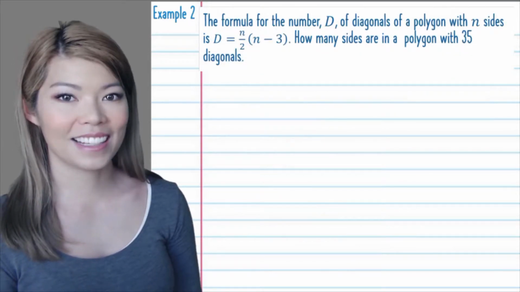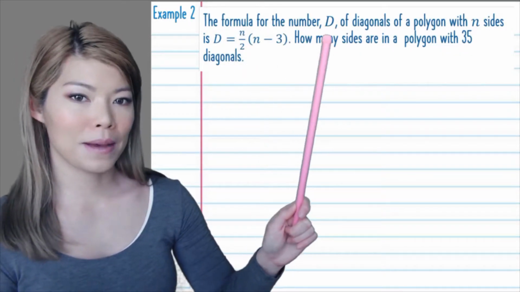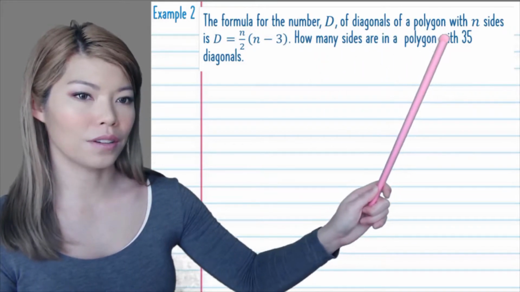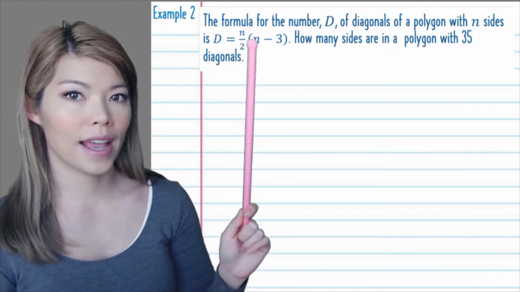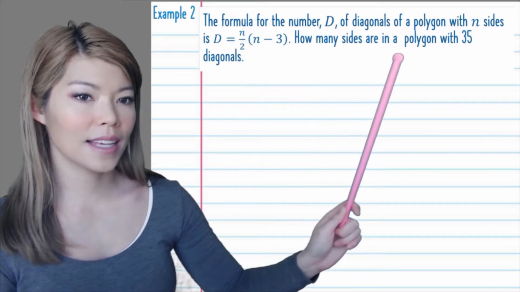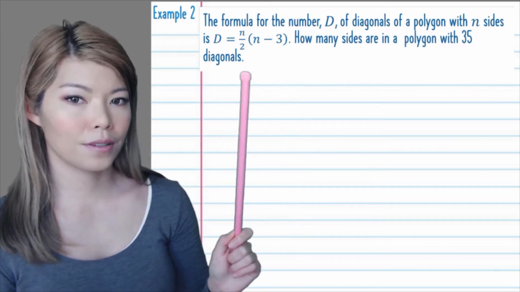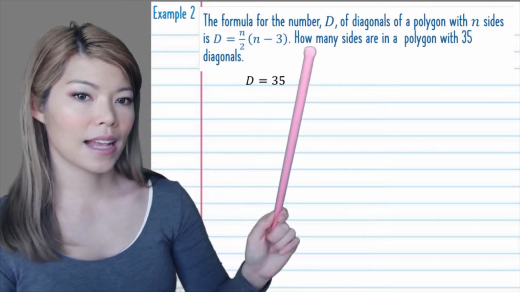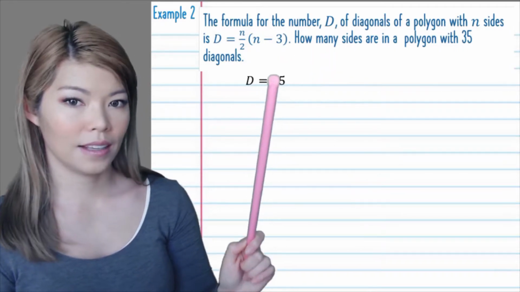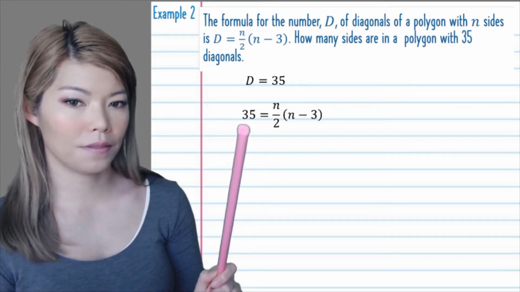Let's try another example. Example 2. The formula for the number d of diagonals of a polygon with n sides is d equals n over 2 times n minus 3. How many sides are in a polygon with 35 diagonals? Now 35 diagonals, is that d or n? That's d, so I'm going to write that down. And it's asking for number of sides, so n. So I'm going to write the equation down and substitute d as 35, and now we solve for n.